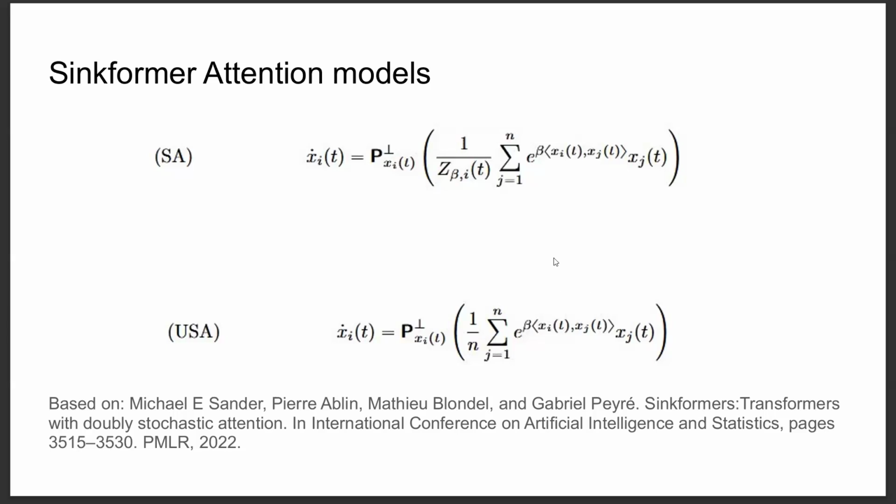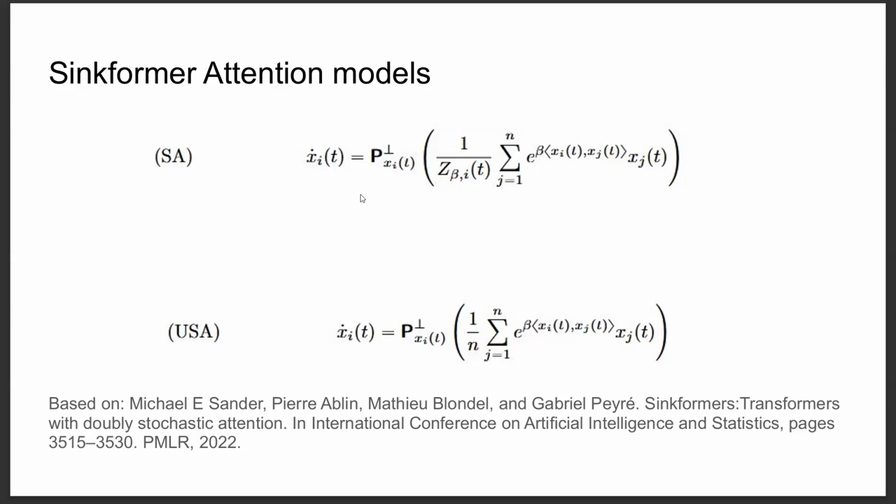If beta equals 0, then yes, they are the same. I am just saying 1 over n is the limit of beta going to zero. Yes.